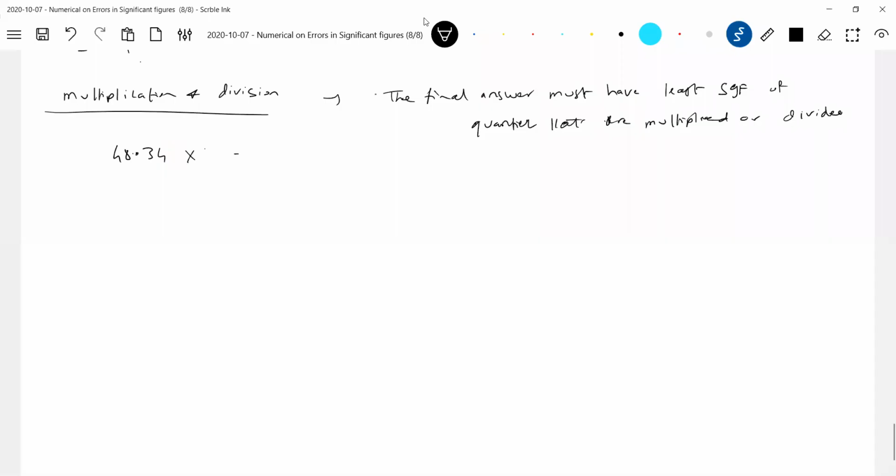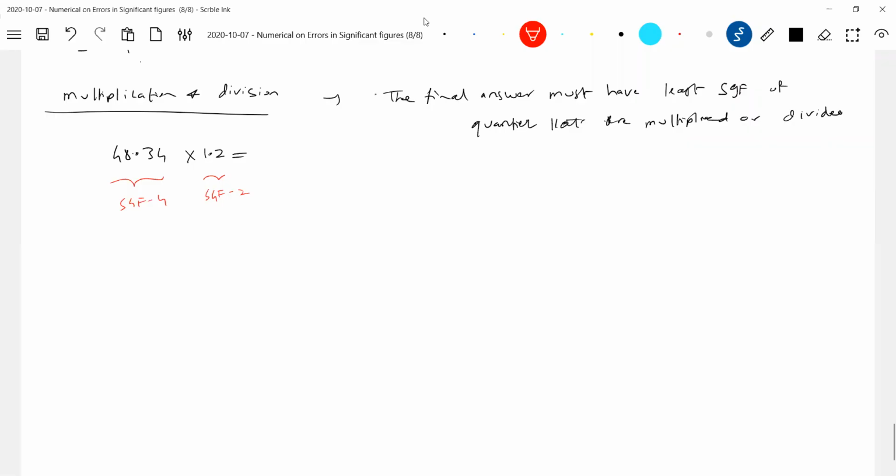Now, who has the least significant digits here? The second number, no? So the final answer should have only 2 significant digits. So how many significant digits are there? SGF 2. So the final answer should have only 2 significant digits. So like this, we have to do it.